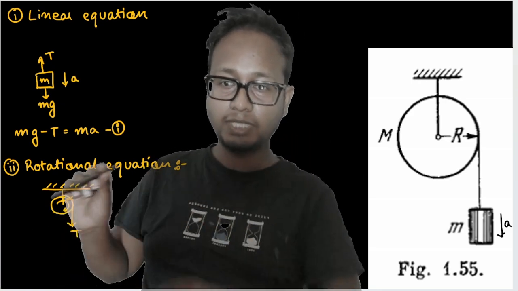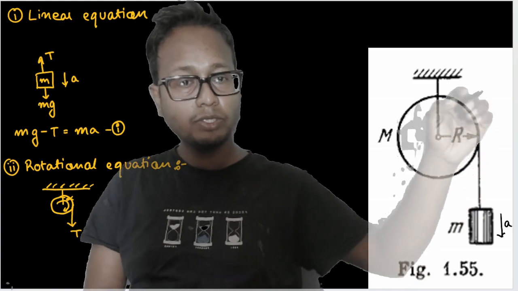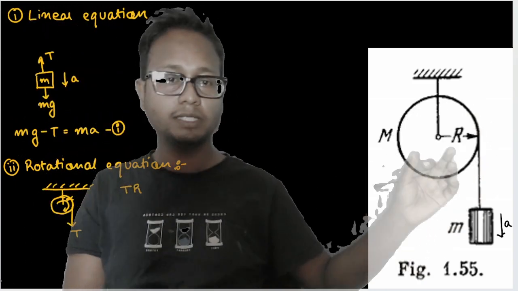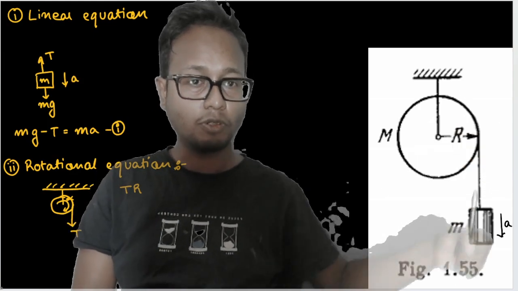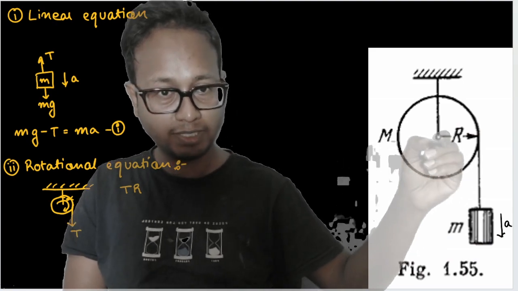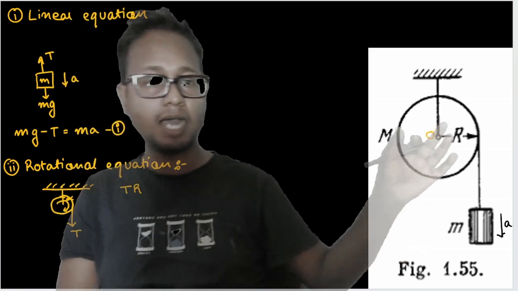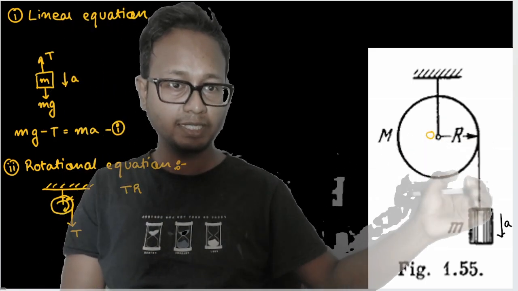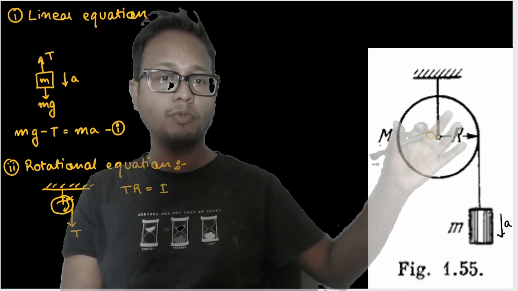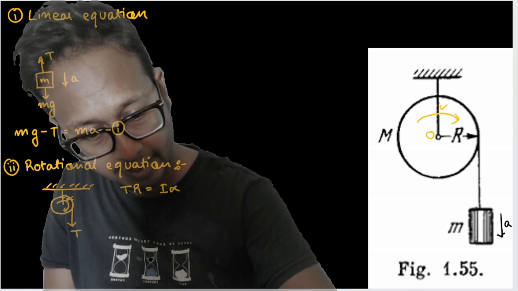So torque at the center of the disc. I'm considering the center of the disc as my axis. So torque through the center of the disc is nothing but T into R, or R cross T. Torque is due to the tension force through the center of the disc. That means out here is my origin. So torque is equal to R cross T, a distance from the origin cross T, the force tension, isn't it? It is equal to the moment of inertia of the disc into the angular acceleration of the disc.